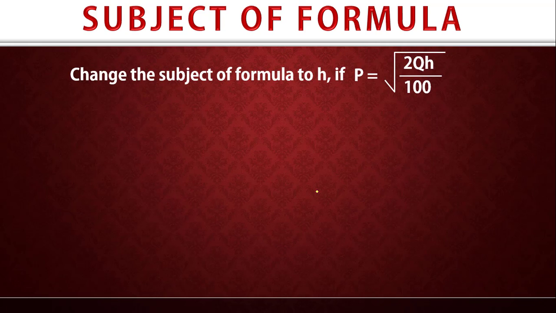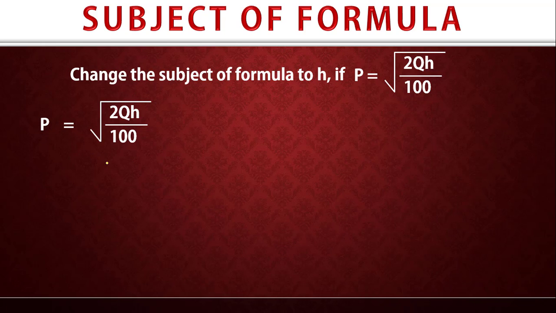In this example 4, we are asked to change the subject of the formula to h if p equals the square root of 2qh over 100. Write out your formula first, which is p equals the square root of 2qh over 100. Take a moment and look at your formula first. Then ask yourself, what are you asked to make the subject of the formula? Well, you're asked to make h the subject of the formula. So how can you do that?